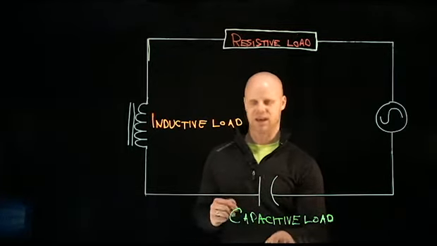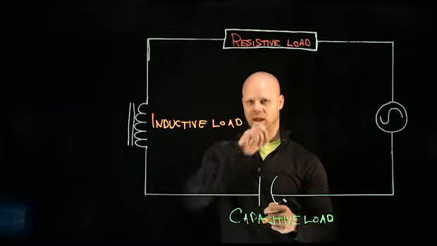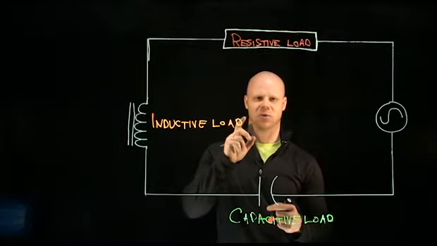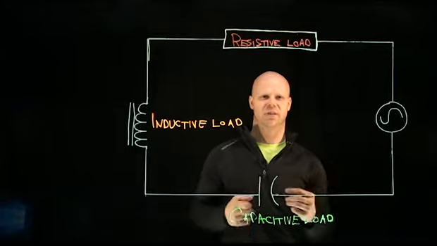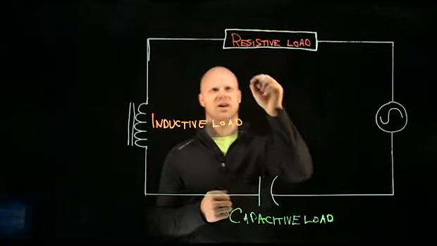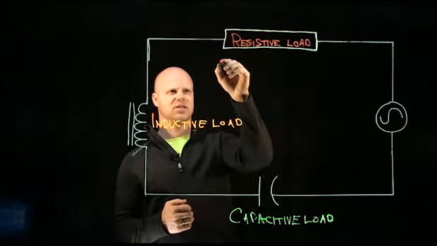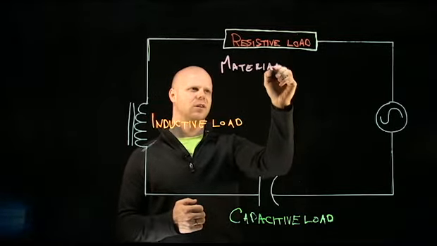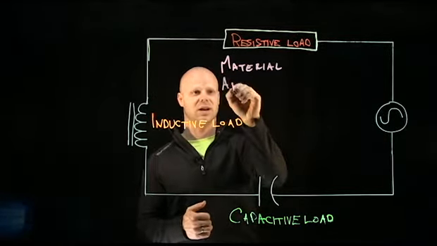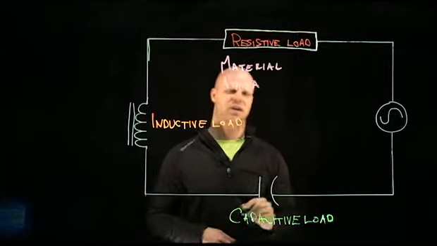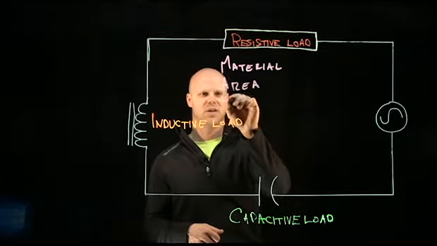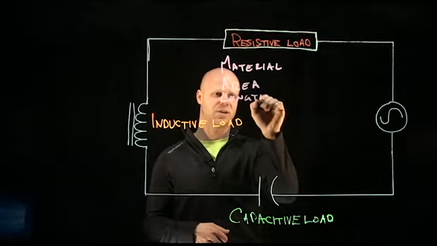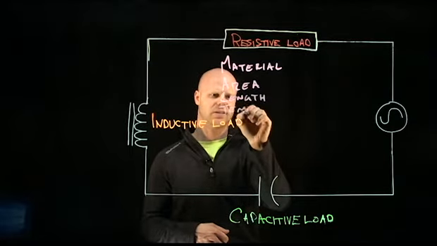The first one we'll look at is the resistive load. If we remember back what types of things affect the resistance of the circuit, the resistance of the circuit is determined by the material that's being used, the cross-sectional area of the material, the length of that material, and its temperature.